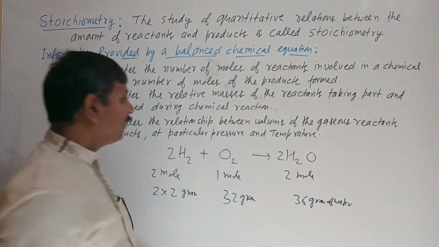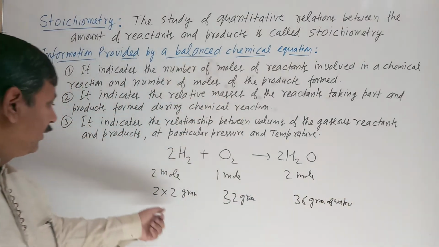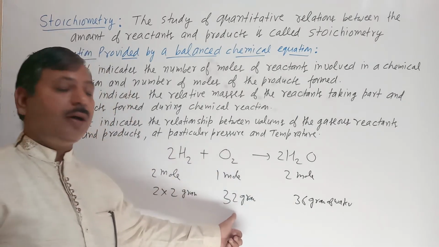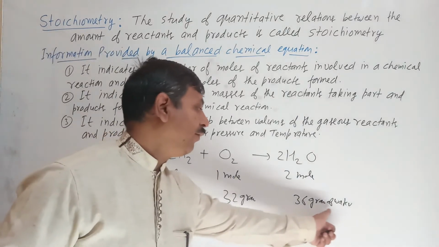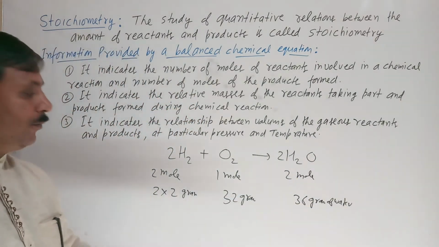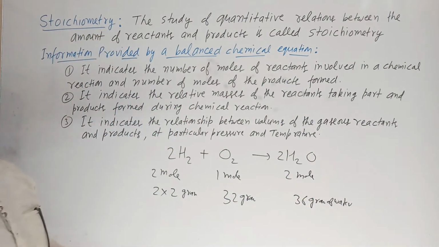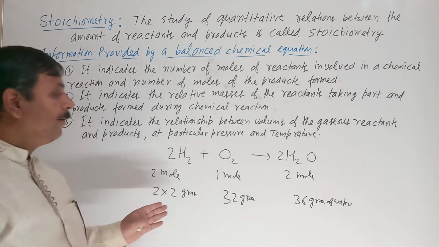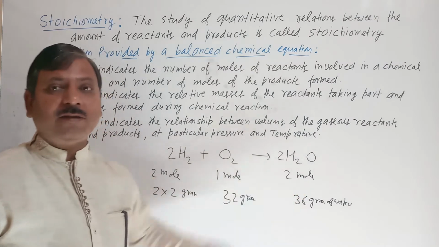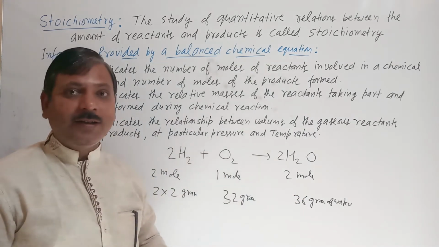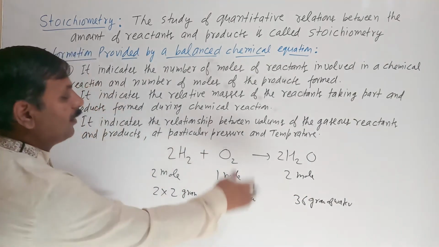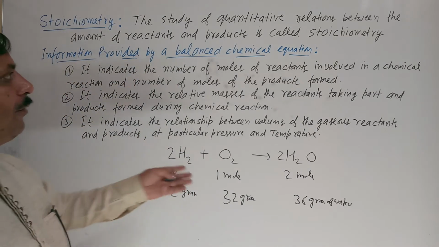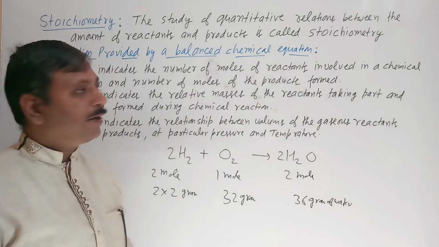So one more piece of information we have seen: 4 gram of hydrogen reacts with 32 gram of oxygen and they form 36 gram of water. This is also studied in stoichiometry. If the mass of water is given, we can find how much oxygen we require with the help of the balanced chemical equation.